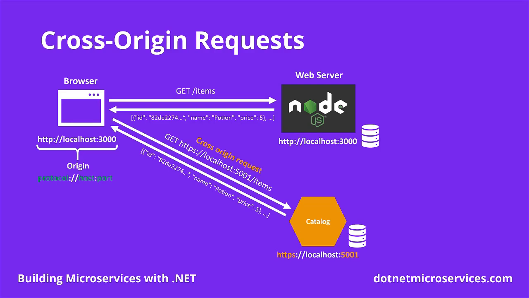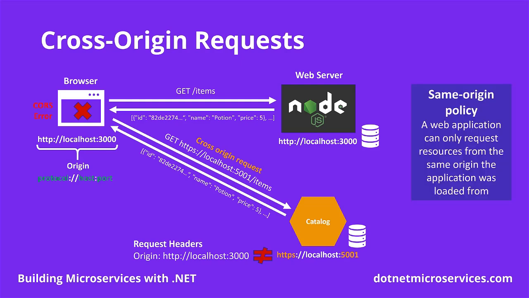The microservice will return the catalog data just as before. But by now, the browser knows that this response comes from a different origin, since it had set the origin header in the request. Therefore, it rejects the response data with a CORS error. This happens because browsers follow what is known as the same origin policy, which states that a web application can only request resources from the same origin the application was loaded from. Browsers enforce this to prevent malicious websites from reading confidential information from other websites.